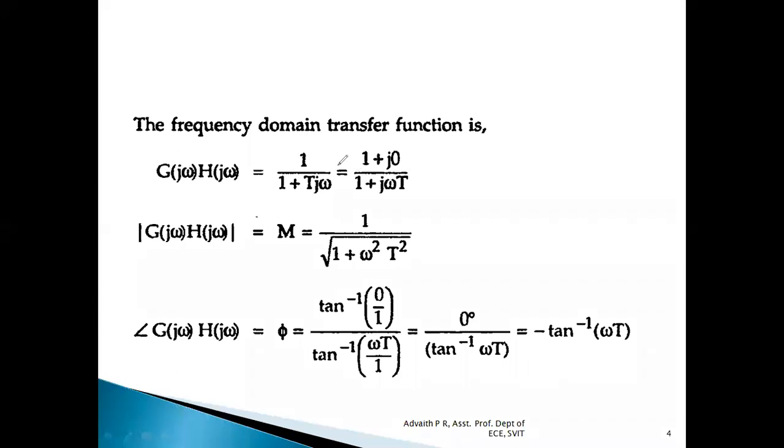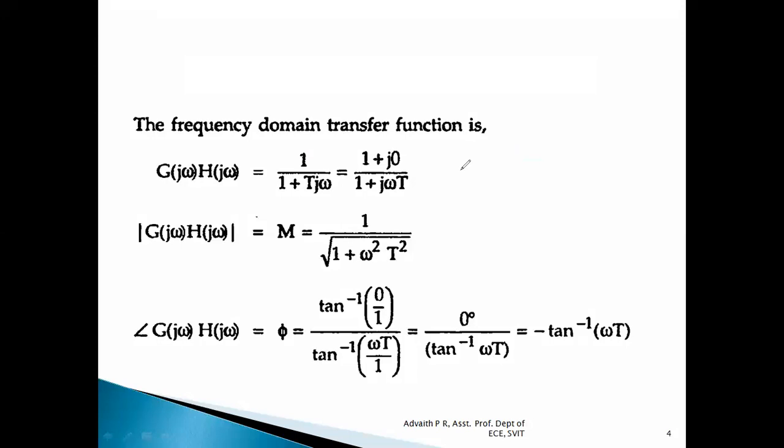whatever equation we have got, we'll be writing in the form of a plus ib, a complex number. If we observe this 1 over here, it can be written as 1 plus 0j, in a plus ib form. Because the b value in the given equation is equal to 0, we just have a real part. So 1 plus 0j divided by 1 plus j omega T, which is already in complex number form.